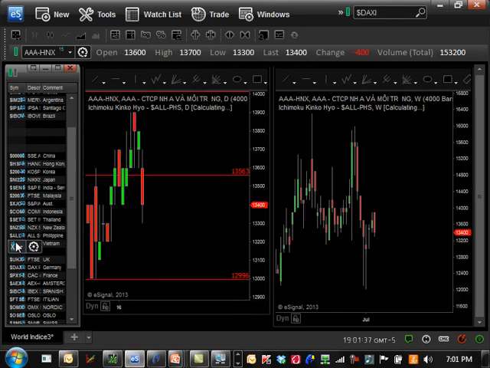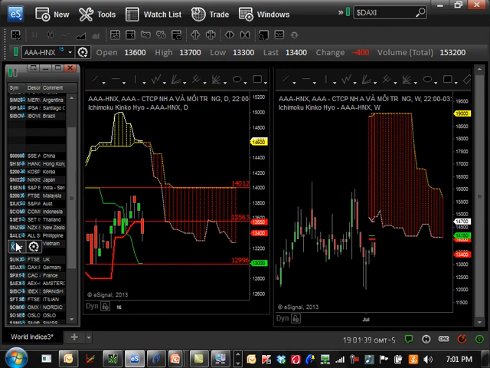Vietnam. Really not doing anything at all. Here in the daily, we don't have enough data for the weekly. Here on the basically daily, it's telling you it's ranging between 13,000 and 14,000. So not much really going on.